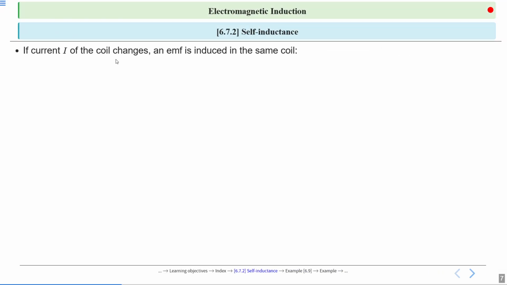If current I of the coil changes, an EMF is induced in the same coil. So this is the property of self-inductance. So EMF induced will be minus d N phi B upon dt. That is the relation by using Faraday's and Lenz's law. EMF is equal to the rate of change of magnetic flux through a coil, and the negative sign indicates the polarity of the EMF. What is N phi B? We have seen it is L i. So put L i in place of N phi B, it will result in minus d by dt of L i.